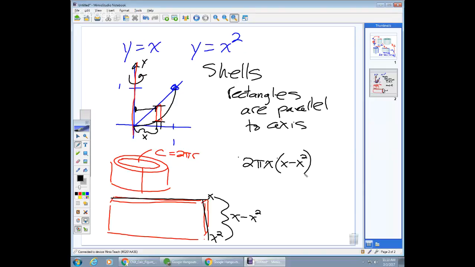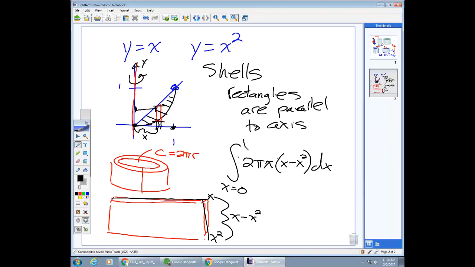And then the thickness of my rectangular slab here, is that a dx or a dy? It's a dx right here. So then I'm going to have a dx there. And now I can integrate that. Where should I integrate from? Where's my variable of integration, x or y? It's x, right? And x here starts at 0 and ends at 1 if I want to rotate this area to get a figure. So I'm just going to go from 0 to 1.